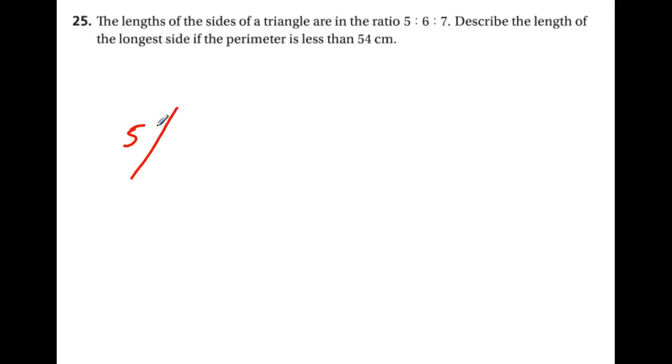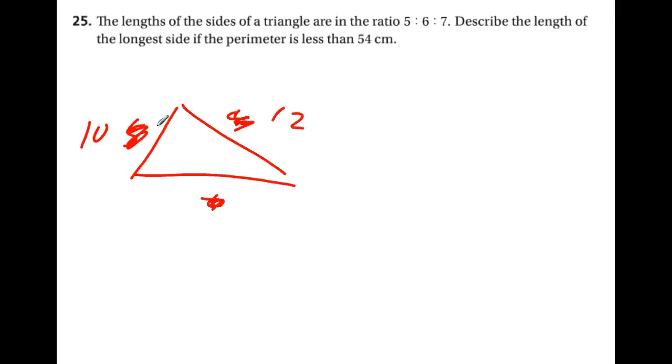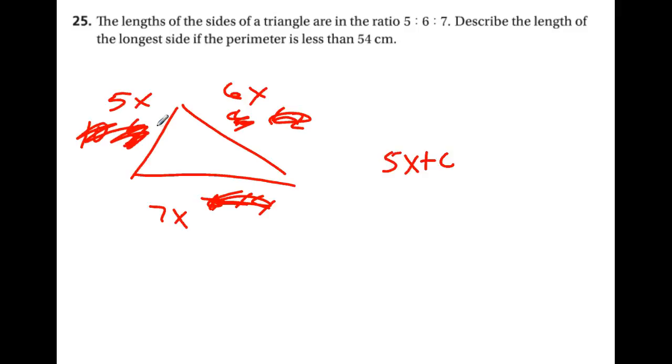So you could have something like 5, 6, 7, or they could have been 10, 12, 14, or any multiple of those 3 numbers. You take them all times 3, all times 4. Well, rather than actually try to pick the numbers by trial and error, what you're supposed to do is set up algebraically and say that our short side is 5x, middle side 6x, and long side 7x. And they talk about the perimeter being less than 54. Perimeter adds up all the sides.